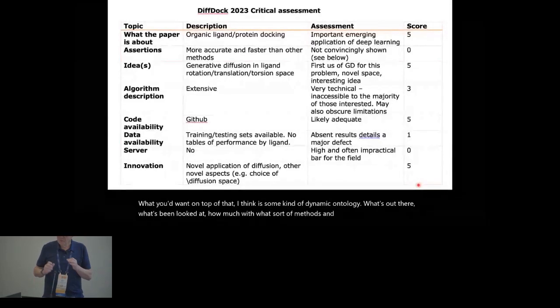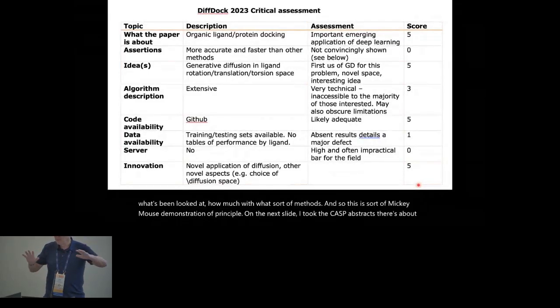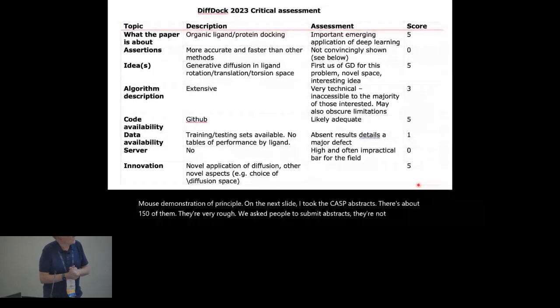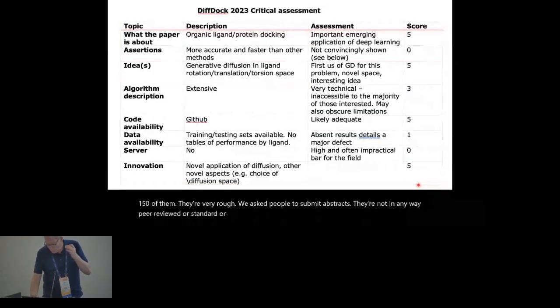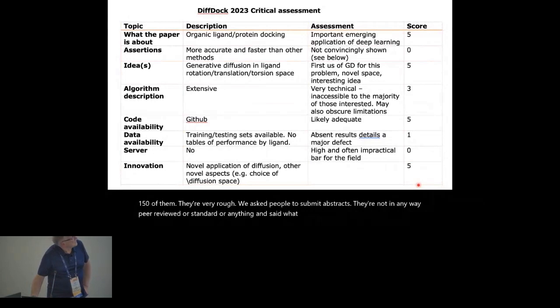And so this is a sort of Mickey Mouse demonstration of principle on the next slide. I took the CASP abstracts, there's about 150 of them. They're very rough. We asked people to submit abstracts. They're not in any way peer reviewed or standard or anything, and said, what methods are in these abstracts? And so this is a simple breakdown of that.